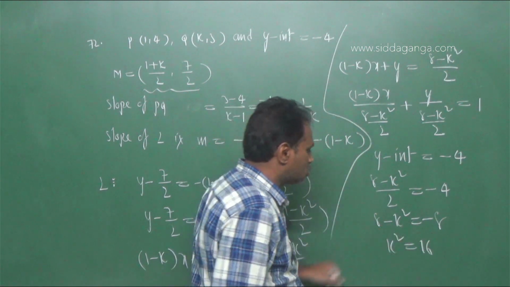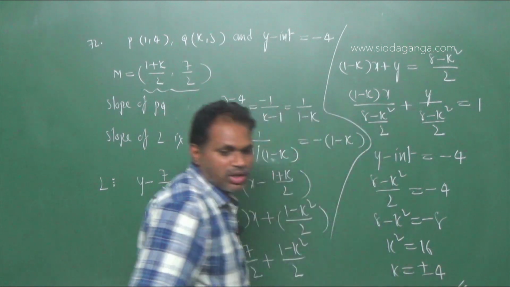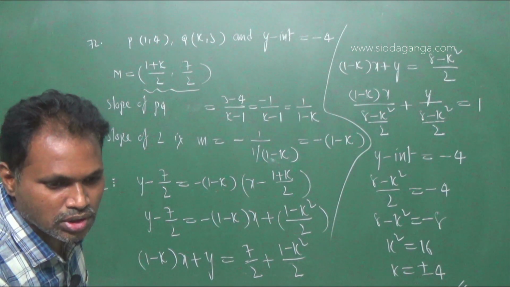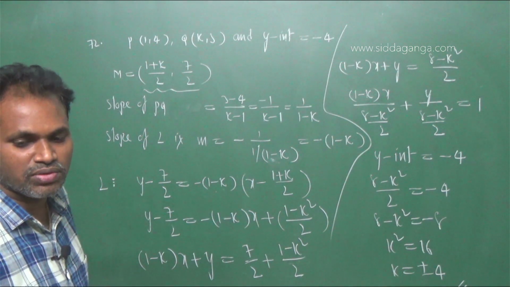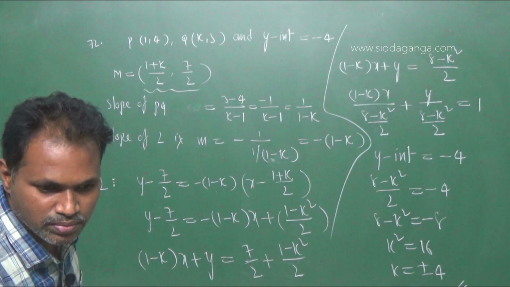K square equal to 16. Therefore, k equal to plus or minus 4. But according to the options, only minus 4 is given. Therefore, the value of k is minus 4. Option 1 is right. Next question.